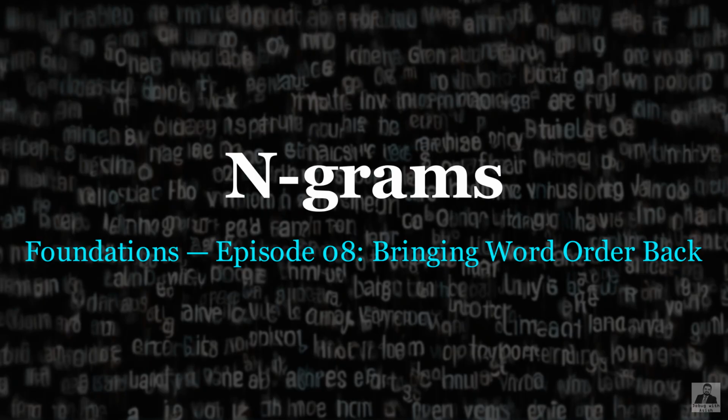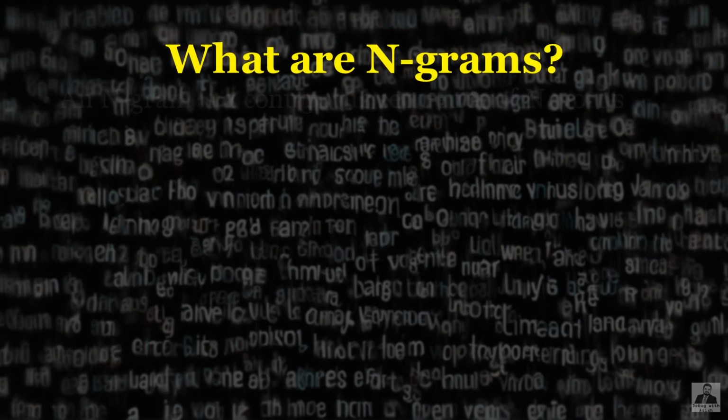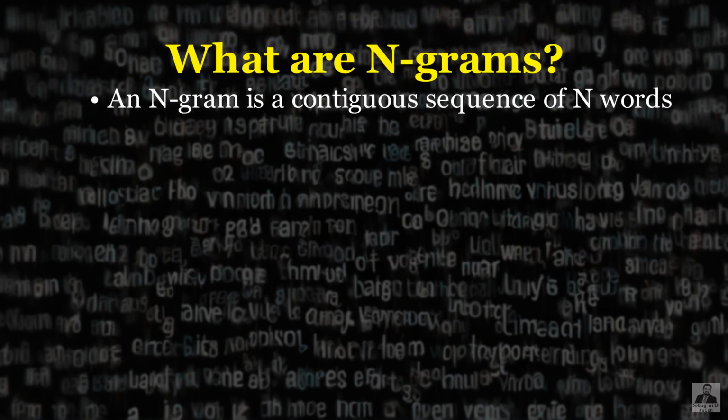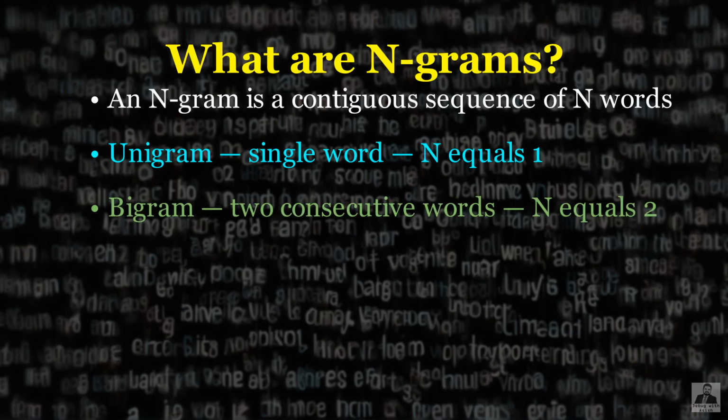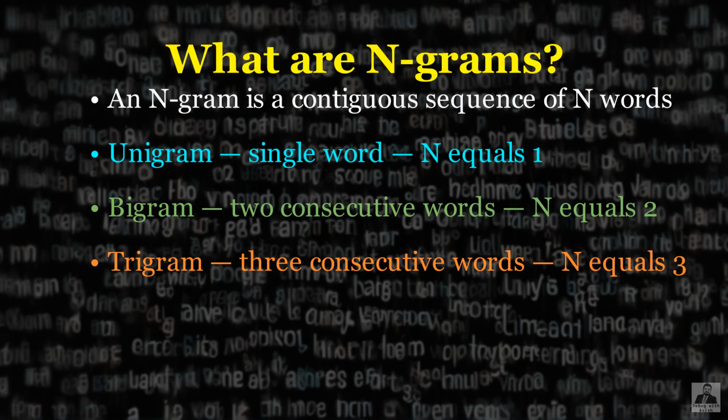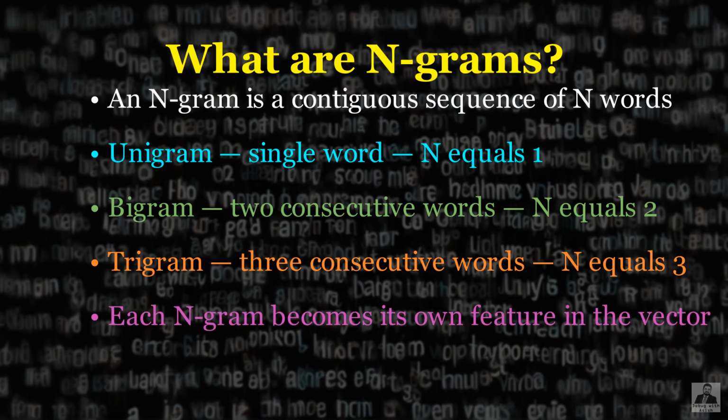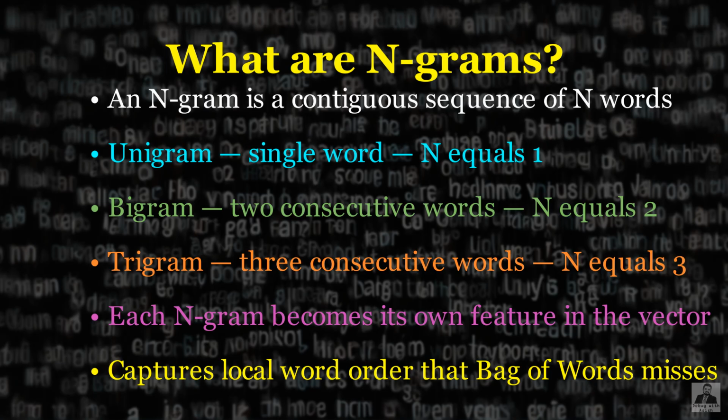An n-gram is a contiguous sequence of n words taken from a piece of text. When n equals 1, we call it a unigram, which is just a single word and is identical to bag of words. When n equals 2, we call it a bigram, which is every pair of consecutive words. When n equals 3, we have trigrams, every group of 3 consecutive words. Each unique n-gram becomes its own feature in the vector. This captures local word order and relationships that single-word bag of words completely misses.